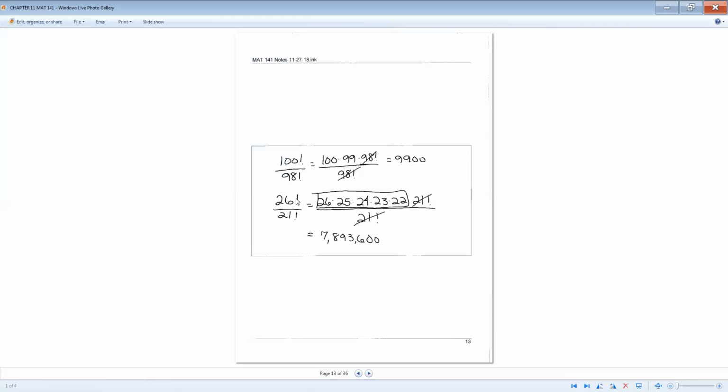So if I have 26 factorial over 21 factorial, I would take my 26 down to 21. The 21 factorial will cancel. Then 26 times 25, 24, 23, 22 will give me 7,893,600.